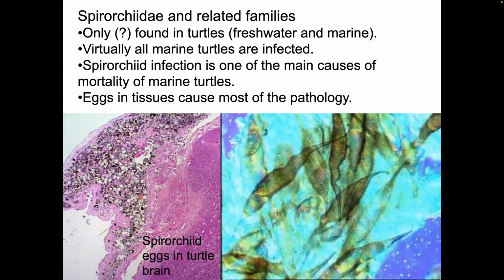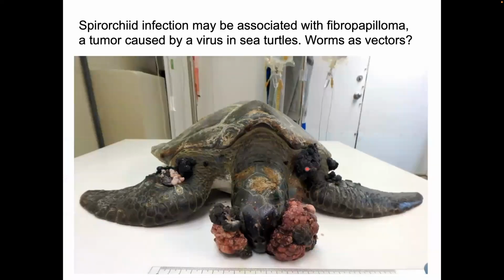Look at this. This is the brain of a turtle. There's a whole genus of these worms that lives in the brain. Very thin, fine worms. Look at the eggs. Look at the damage that's been done in that brain. And yet you can find turtles swimming around that appear to be quite healthy with brains that look like this. These are the eggs of another kind of spirorchid, very large. You can see them clearly with the naked eye.